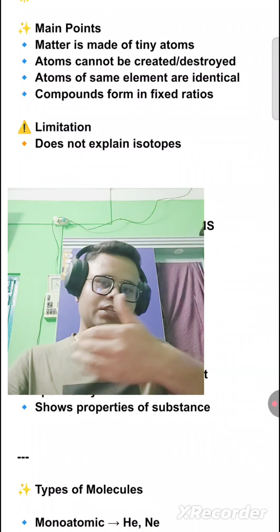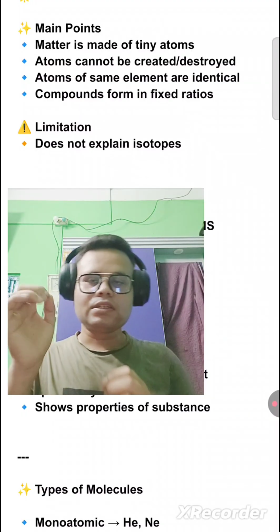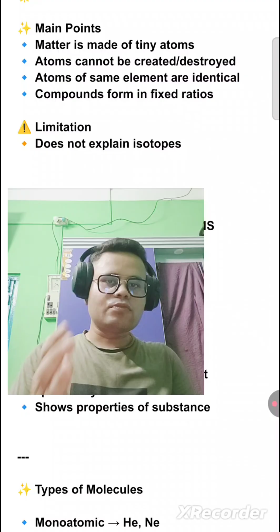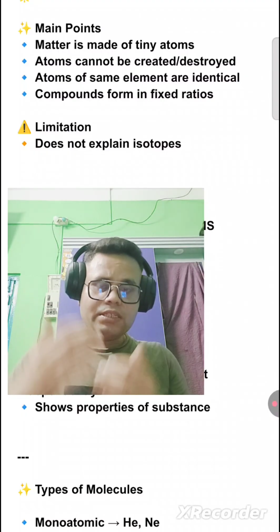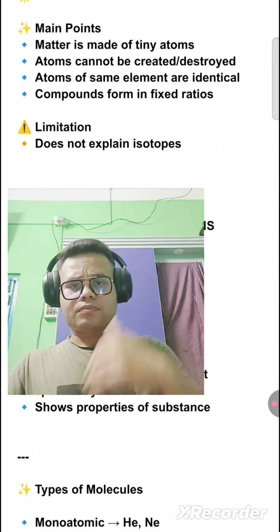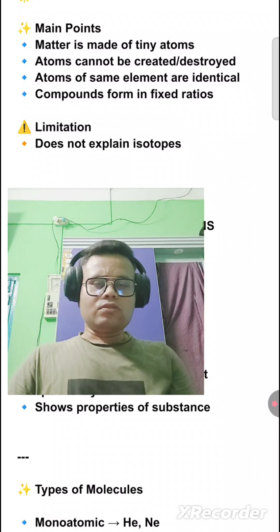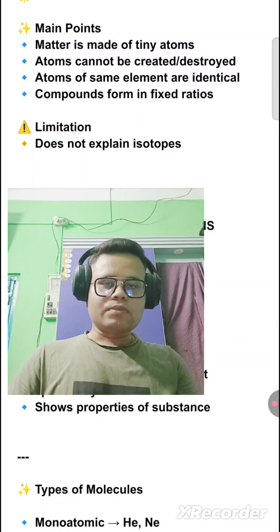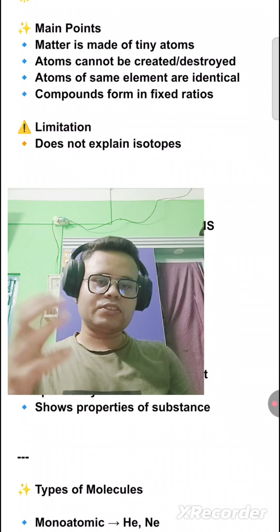The matter is made up of tiny atoms, which are small particles. After that, atoms cannot be created or destroyed, and atoms of the same element are identical to each other. And compounds form in a fixed ratio. That all comes under Dalton's atomic theory.